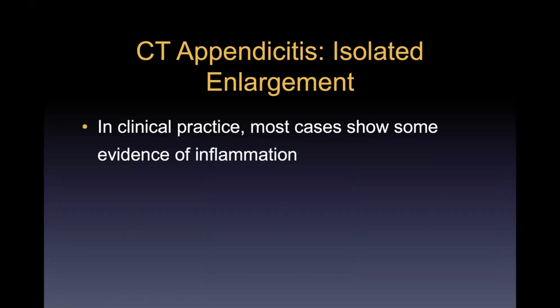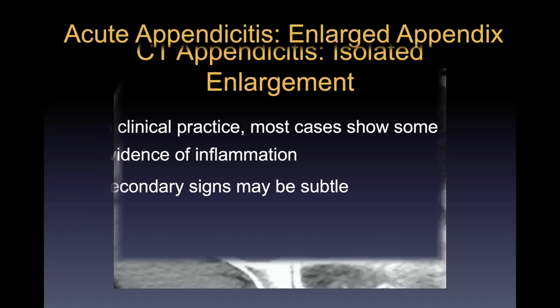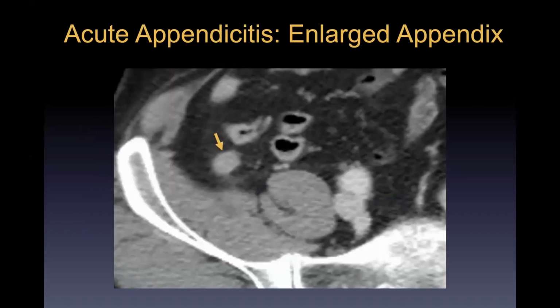Okay, so in clinical practice, fortunately, I think most cases do show some evidence of inflammation. It's actually rare that you're going to have just a big appendix and nothing else on the scan to help you with it. These secondary signs can sometimes be subtle, though, so we want to look carefully for them.